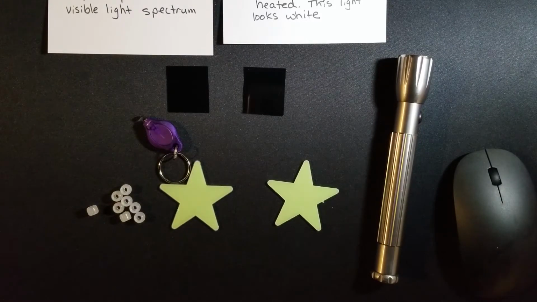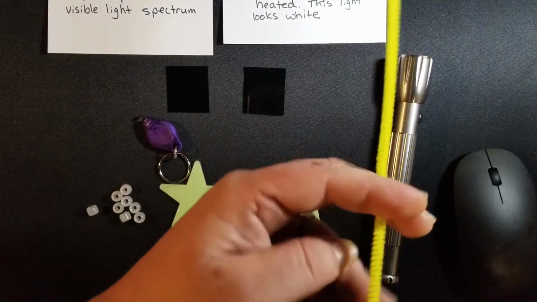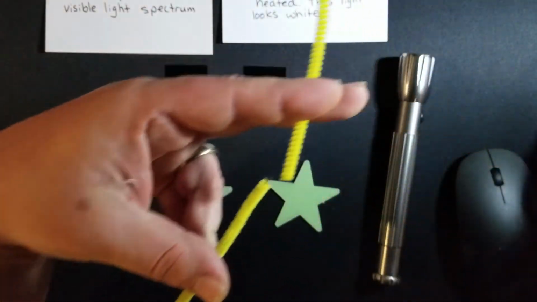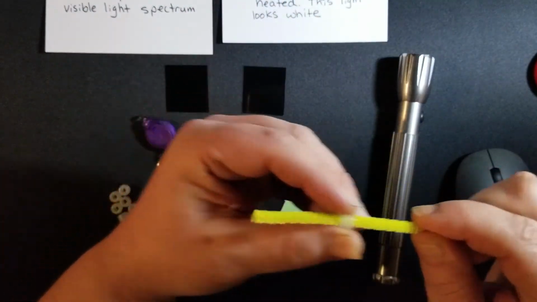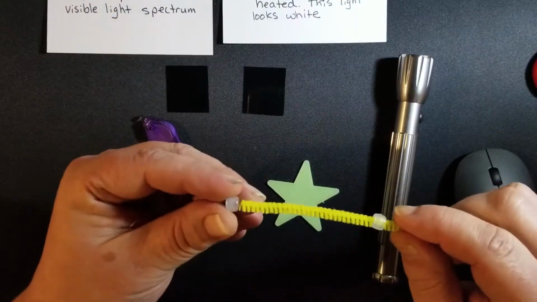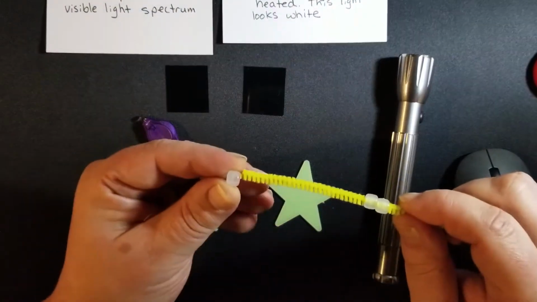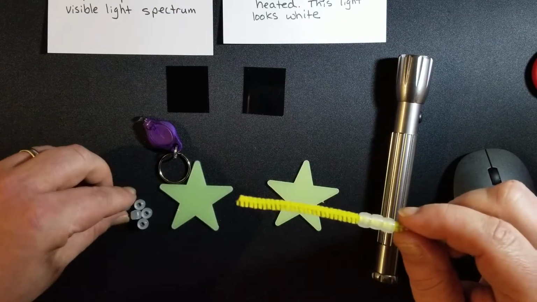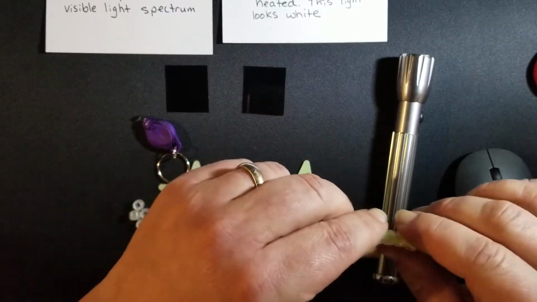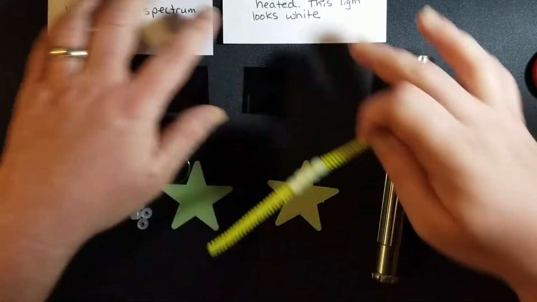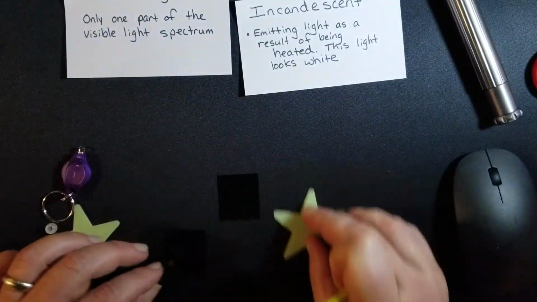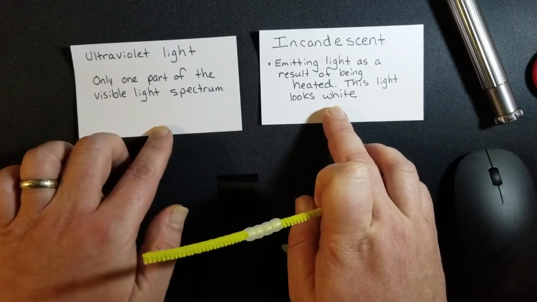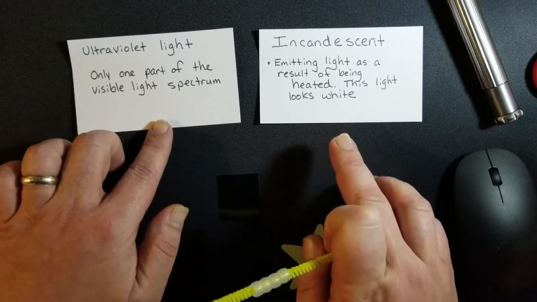So here's what we're going to do. I'm going to take a pipe cleaner and cut it right in half like this. And I'm going to take about 4 of these beads and string them onto here. And there we go, just like that. So I'm going to set up 2 different tests. I'm going to have the incandescent light. It's kind of a big, funny word, incandescent light. And then over here, I'll have the ultraviolet light.